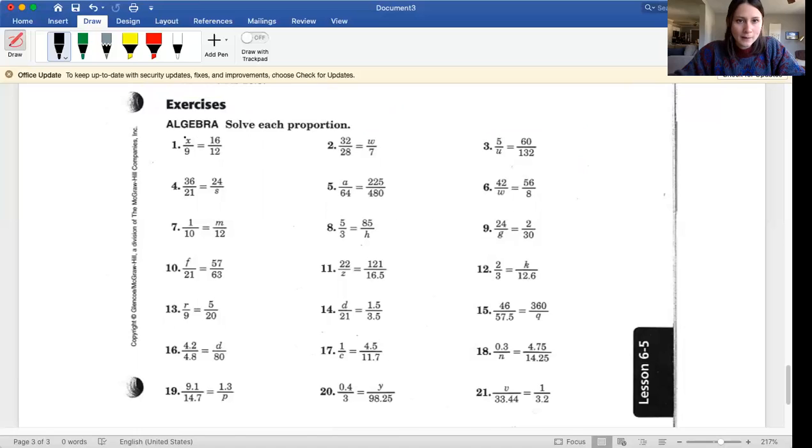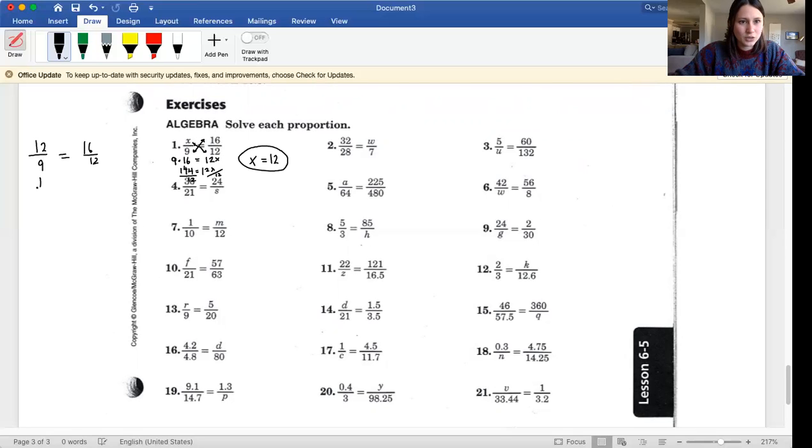So we're gonna multiply across. We've got 8 times 12, and then 9 times 16. 9 times 16 is equivalent to 12 times x. 9 times 16 is 144. 144 equals 12x. I can divide by 12 on both sides. I'm running out of room. And x equals 12.